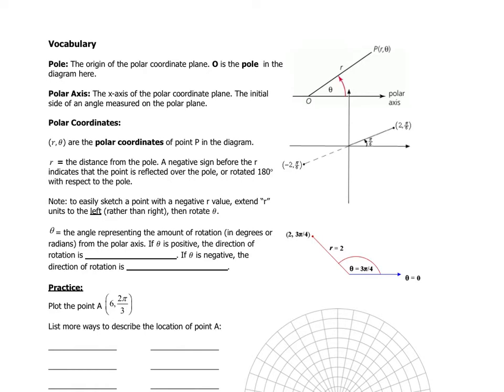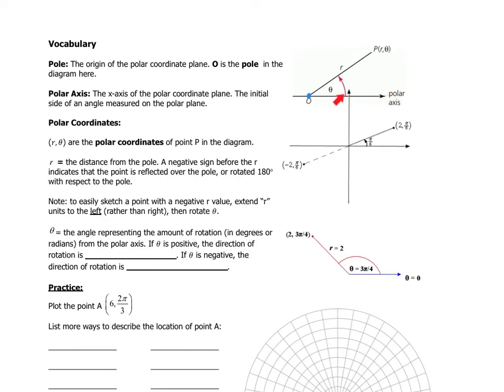So first off, we have the pole. The pole is the origin of the polar coordinate plane, and this point right here is the pole. It's labeled O in the diagram to the right. The polar axis is what would have been the x-axis in the Cartesian coordinate plane, and it's where we normally would draw 0 degrees of rotation. So this is the polar axis.